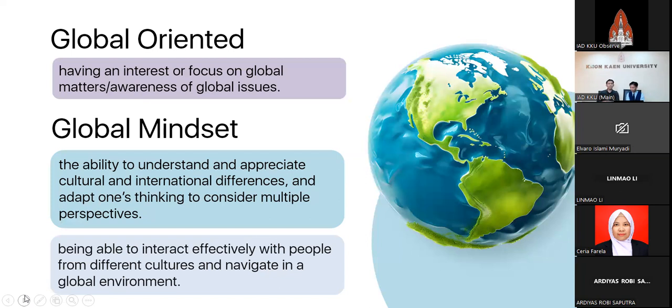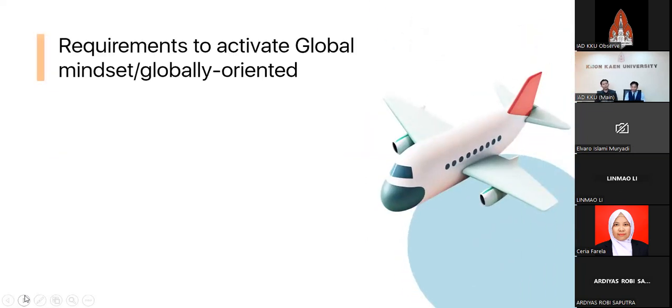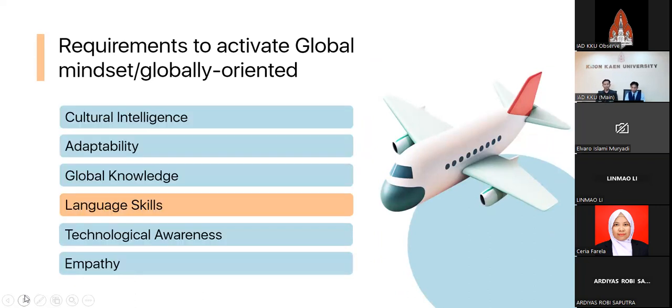So is it merely that we need to experience going abroad or not? Basically not. If you have the awareness of global issues without going to another country abroad, you are globally oriented or have a global mindset. So now, what are the requirements to activate a global mindset or be globally oriented? Here we have cultural intelligence. It means, as I said earlier, that you need to understand the cultures, right? In the country that you are visiting.